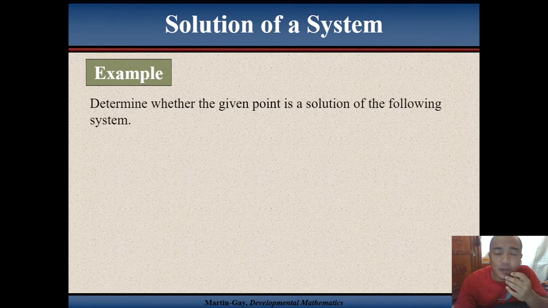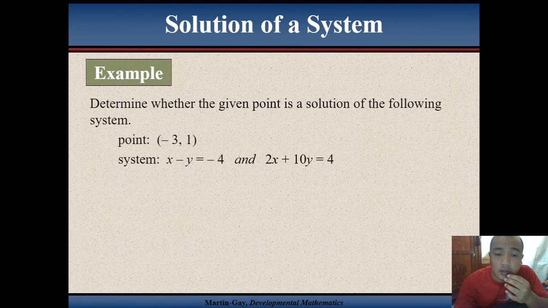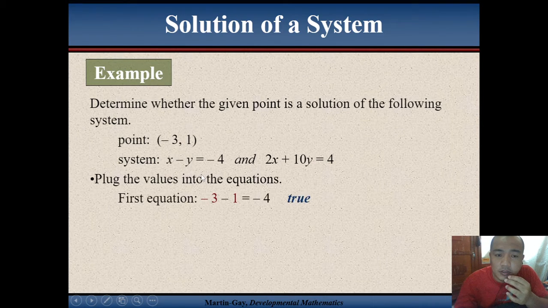Example: determine whether the given point is a solution of the following system. The point is (-3, 1). Determine if this point is a solution to x minus y equals -4 and 2x plus 10y equals 4 by substituting the values of x and y into the two equations. x is -3, y is 1. So plug the values into the equations.